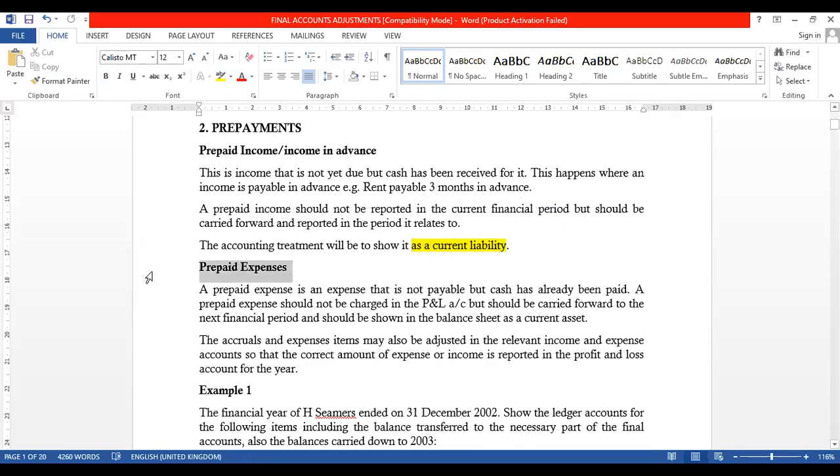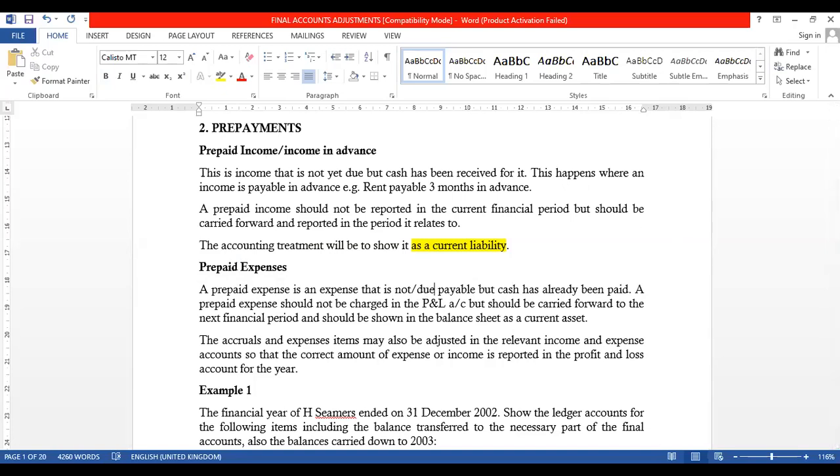Then we also have what we call prepaid expenses. Now, a prepaid expense is an expense that is not payable, but cash has already been paid, right? It is not due for payment, but cash has already been paid. It is the opposite of prepaid income, right?